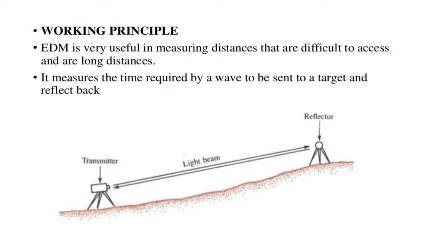Now, the working principle of EDM. It is very useful in measuring distances that are difficult to access and/or long distances. It measures the time required by a wave to be sent to a target and reflected back. All the equipment is based on the principle that distance is equal to velocity into time.